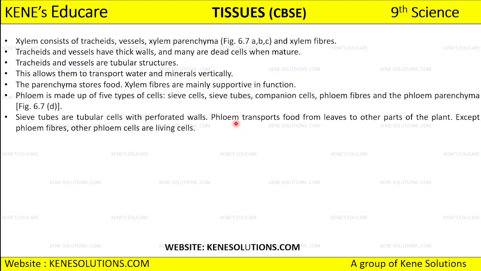Okay. So phloem transports the food from leaves to other parts of the plant. What will phloem do? It transports food from leaves to other parts of the plant, and xylem transports the water from one part of the plant to the other. So except the phloem fiber, all the other phloem cells are living cells. All the phloem cells are going to be living cells except what? Except the phloem fiber.